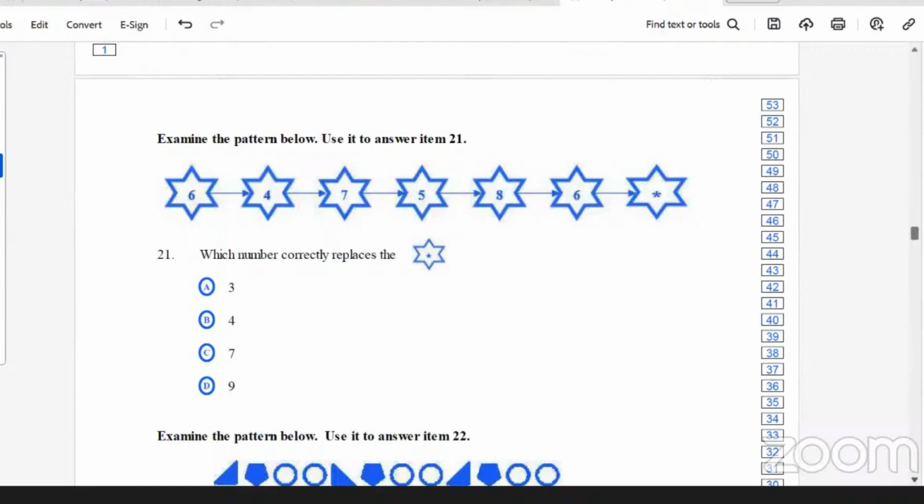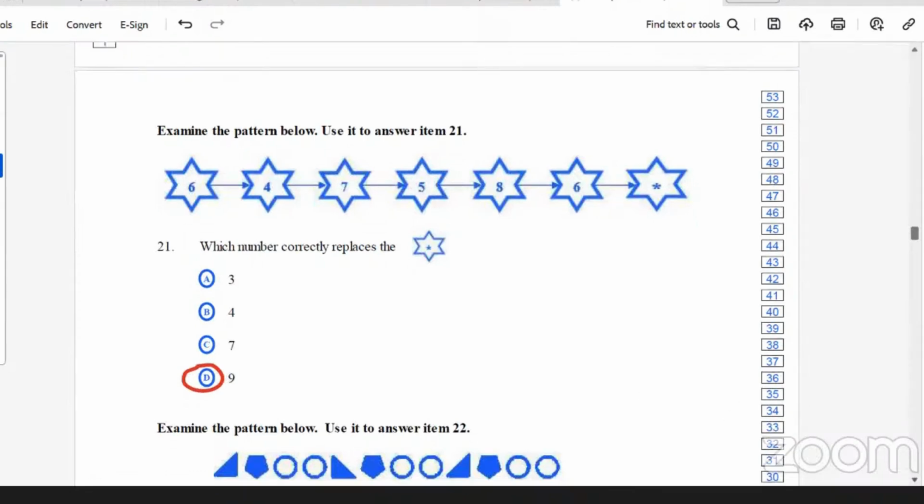So if we're looking at the pattern, we subtract 2, add 3, subtract 2. So now we're going to be adding 3. So the 9, which is D, would be the number next in the sequence. So the answer for 21 is D.